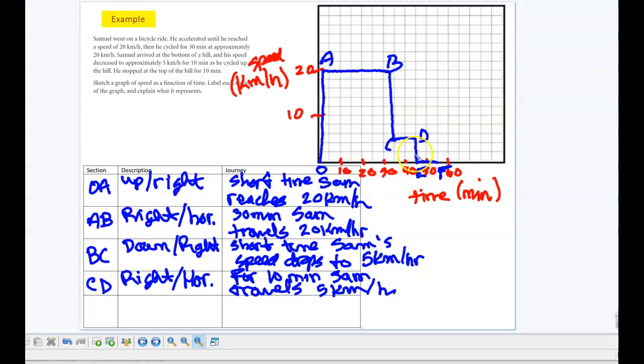E he stops. That's where the graph goes straight down. But then from E to F, the graph is right and horizontal. And that is because Sam stops for 10 minutes at the top of the hill. Okay, so again, depending on what your scale is on your graph, the numbers might be slightly different, but the general shape of the graph should be consistent to what we have here.